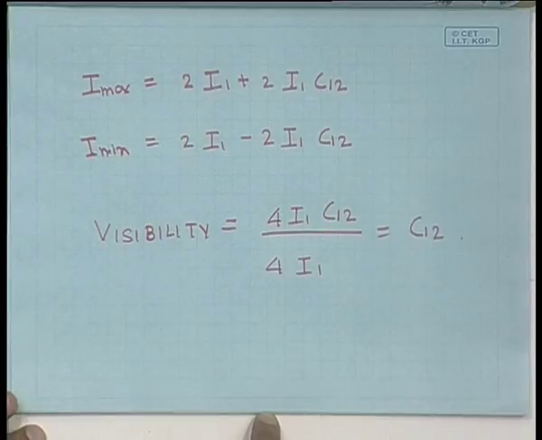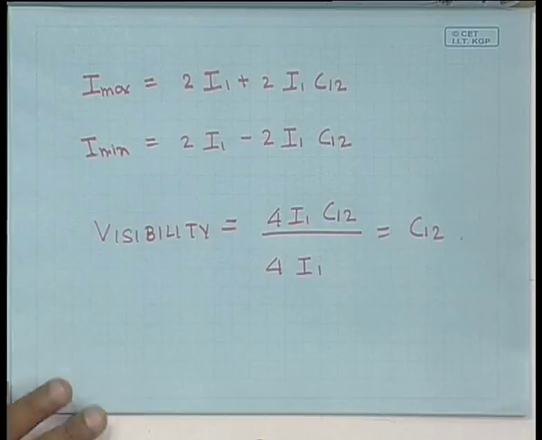Okay. So, the visibility is something that you can measure from the fringe pattern. Let us measure the degree of coherence. This gives us a method by which you can measure the interference. Interferometry gives us a method by which you can measure the degree of coherence of the light, of the wave that you are dealing with. And so, coherence has a very intimate link with the phenomena of interference.